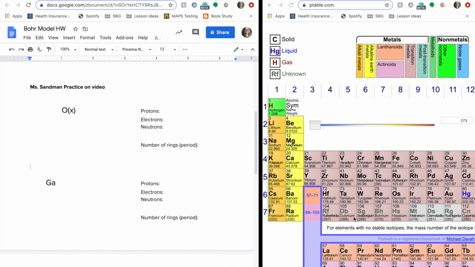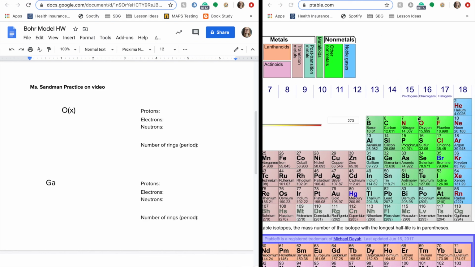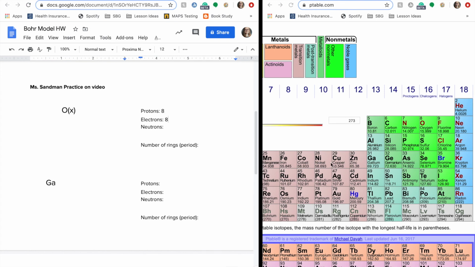Use this periodic table or use one if you have it printed out or use a different one online. Just make sure it's the updated one. So oxygen is right here. Its atomic number is 8. So remember, that's the protons and electrons number. So it has 8 protons and 8 electrons. For neutrons, we need to take the atomic mass minus the atomic number. So it's 15.9. We are going to round that up to 16. So 16 minus 8 is 8.